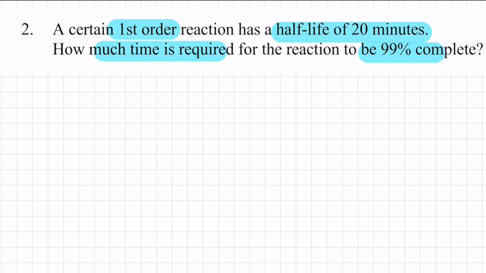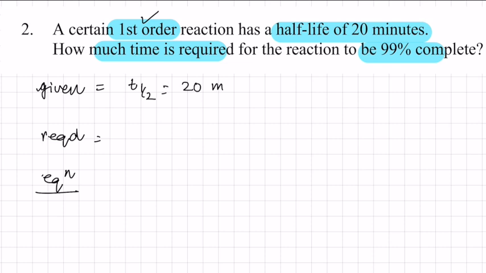In all kinds of questions like these, what you need to do is figure out what is given, what is required, and then find the equation to use from the list of equations given to you on the AP formula sheet. So what they've told me is that the reaction is first order. They have given me the T half as 20 minutes. They are asking me to solve for the time when the reaction is 99% complete.